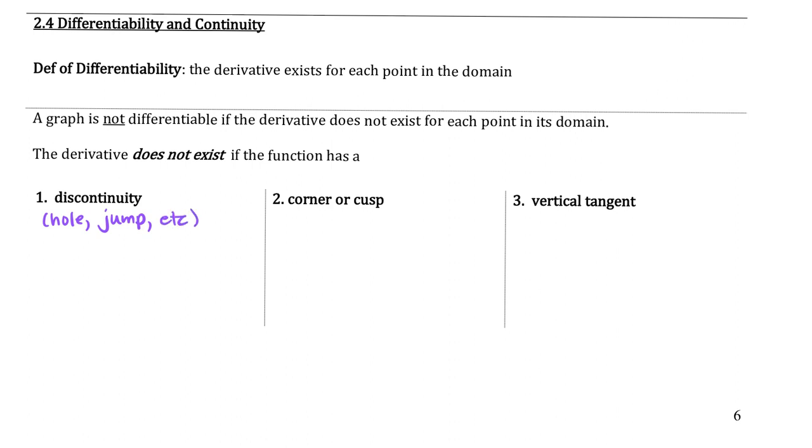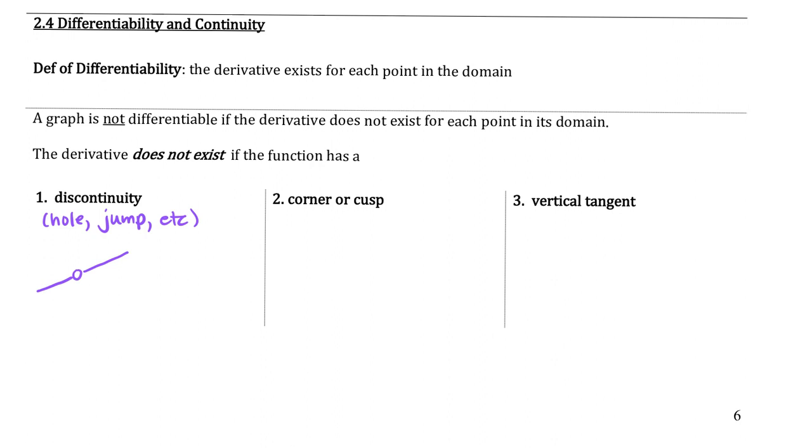Okay, so let's consider a hole. If there was a hole, something like that, the derivative doesn't exist at the hole because there's no point at the hole for the derivative to exist at. So if there's a discontinuity there, the derivative fails to exist and this function would not be differentiable. Okay, the other situation where it is not differentiable is a corner or a cusp.